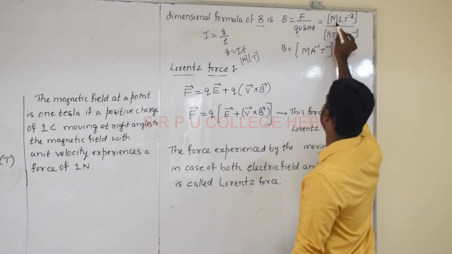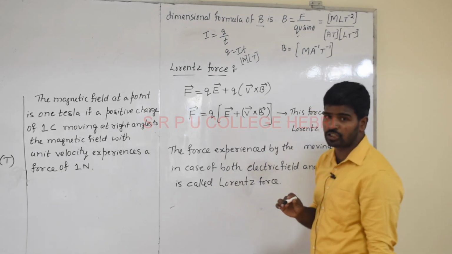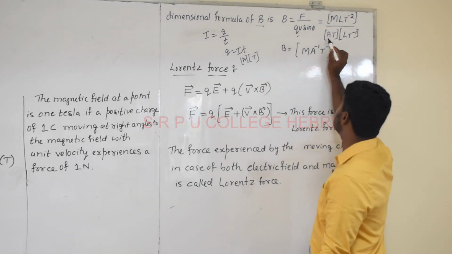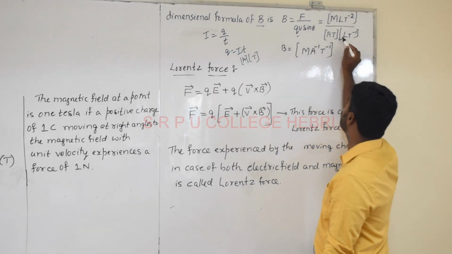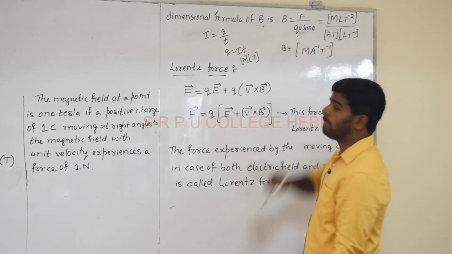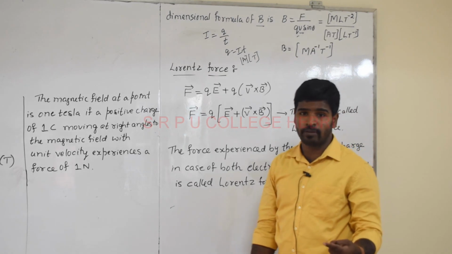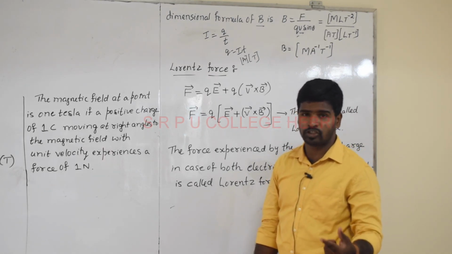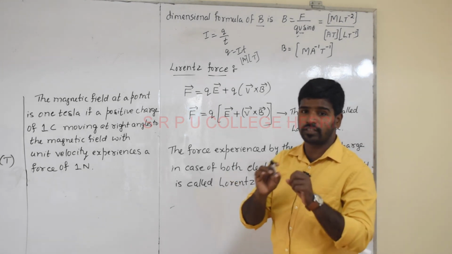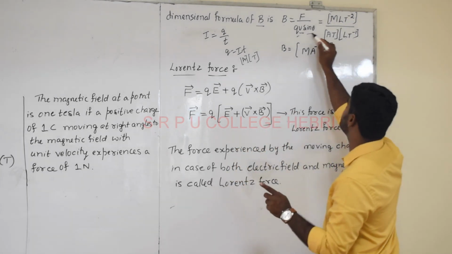See here. Force will be M to the power 1, L to the power 1, T to the power minus 2, and the charge will be A to the power 1, T to the power 1. Then the velocity will be L to the power 1, T to the power minus 1. Sin theta is a trigonometric function. Therefore, the trigonometric function does not have any dimensional formula. So this term does not contribute.